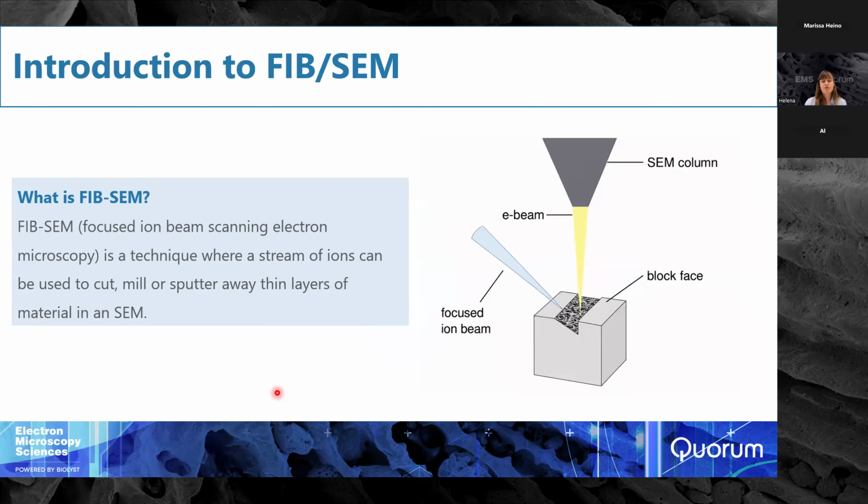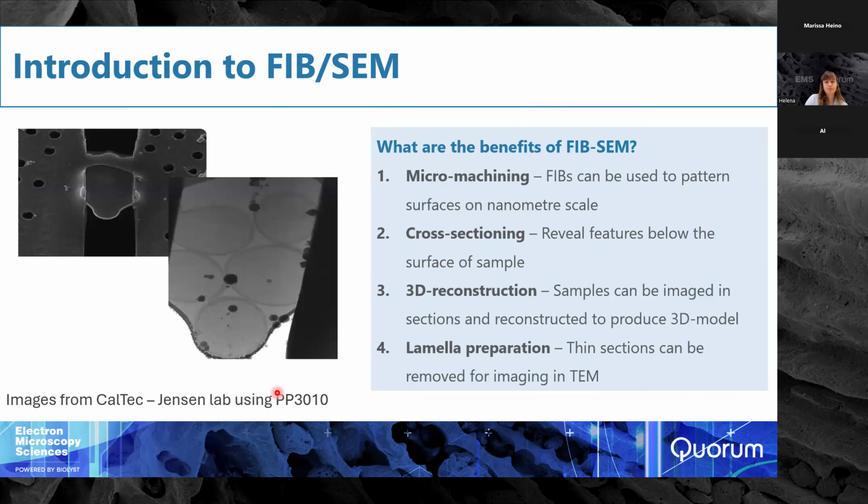So we're using a stream of ions which can cut, mill, or sputter away thin layers of our material in our SEM. This beam is typically either gallium or plasma, but you can also have helium and neon ion beams as well. So what's great about FIB-SEM is we can do a couple of different extra things that we wouldn't be able to do without our ion beam.